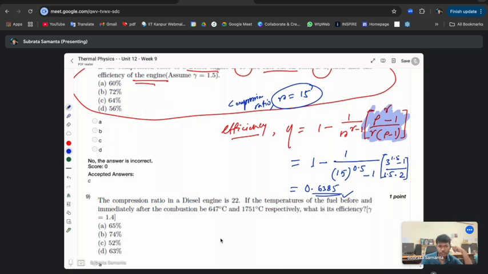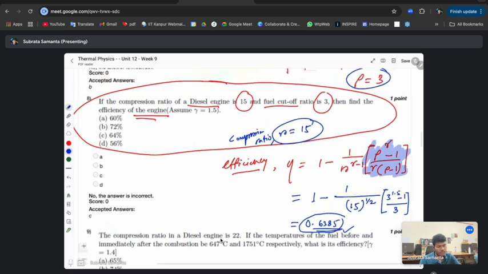Just cross-checking. 1.5 times 2 becomes 3. This is r to the power gamma minus 1, so this one is correct. It's basically 15 to the power half, the square root of 15. At the end, the answer is 0.6385.